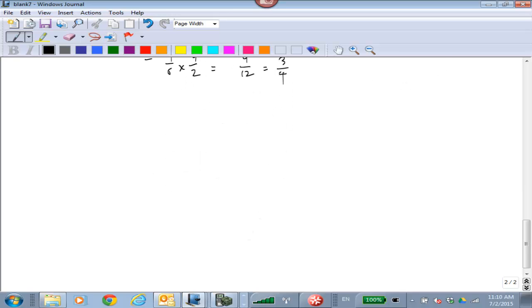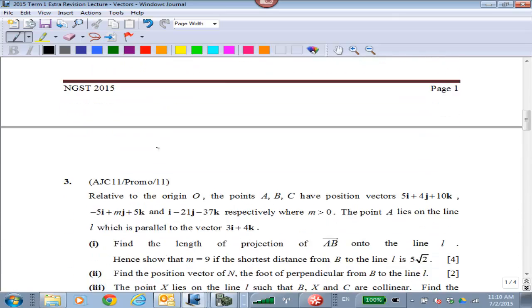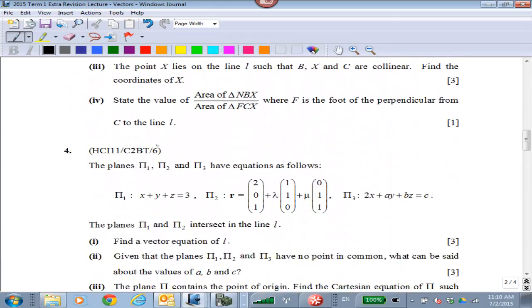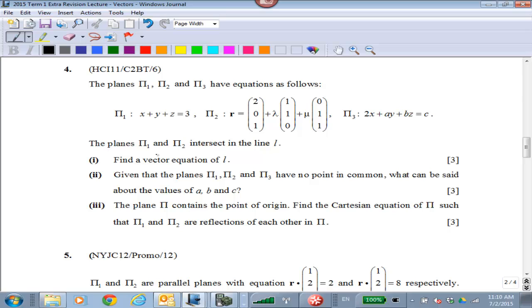Okay, let's do question 4. Okay, class, for question 4, for those who haven't done it, can you now do it? The planes pi 1 and pi 2 intersect at line L. How do you actually find the vector equation of L? What is your job? Class, what is your job?